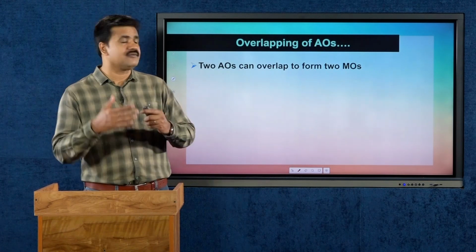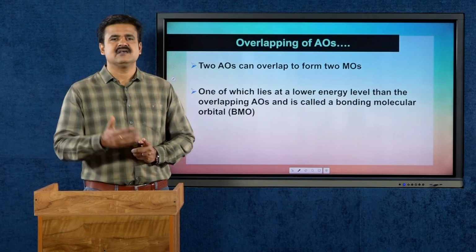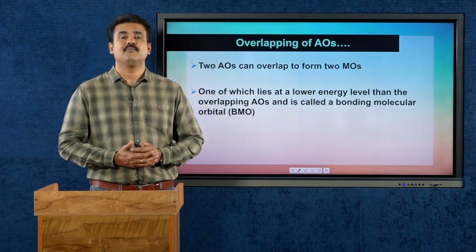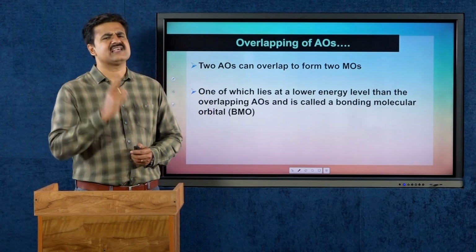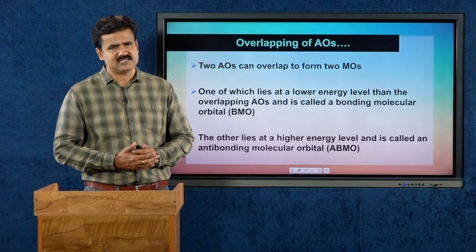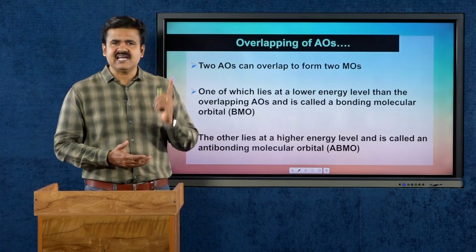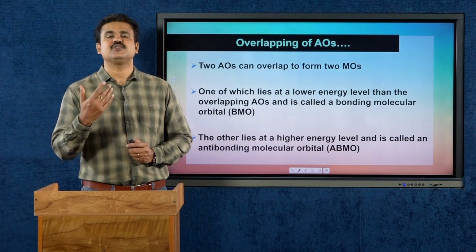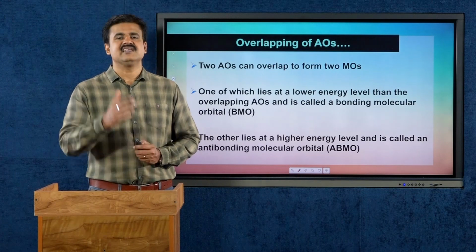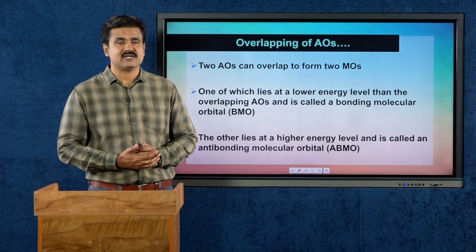Two atomic orbitals can overlap to form two molecular orbitals, out of which one of them lies at a lower energy level than the overlapping atomic orbitals and is called bonding molecular orbital. It is very well clear that the energy of the bonding molecular orbital is less than the participating atomic orbital. At the same time, the other molecular orbital lies at a higher energy level than the atomic orbital, and that is called antibonding molecular orbital. That is, we can say like this, the energy of the antibonding molecular orbital is higher than participating atomic orbital.